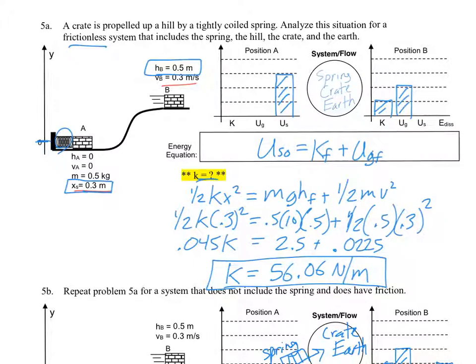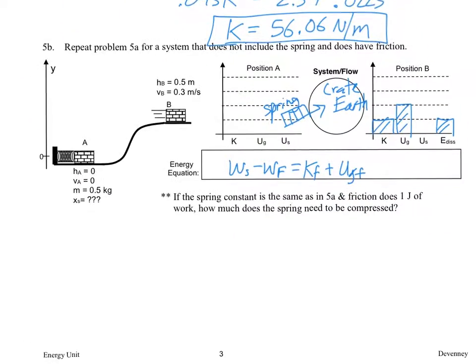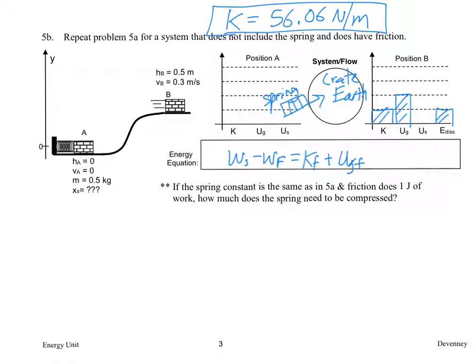Let's look at situation B. So for situation B, it says that there's friction, right? And so we want to figure out how much further does the spring need to be compressed if at situation B, it's still moving at the same speed, still at the same height, but some of the energy was lost to friction, and it says that 1 joule of energy was lost to friction.